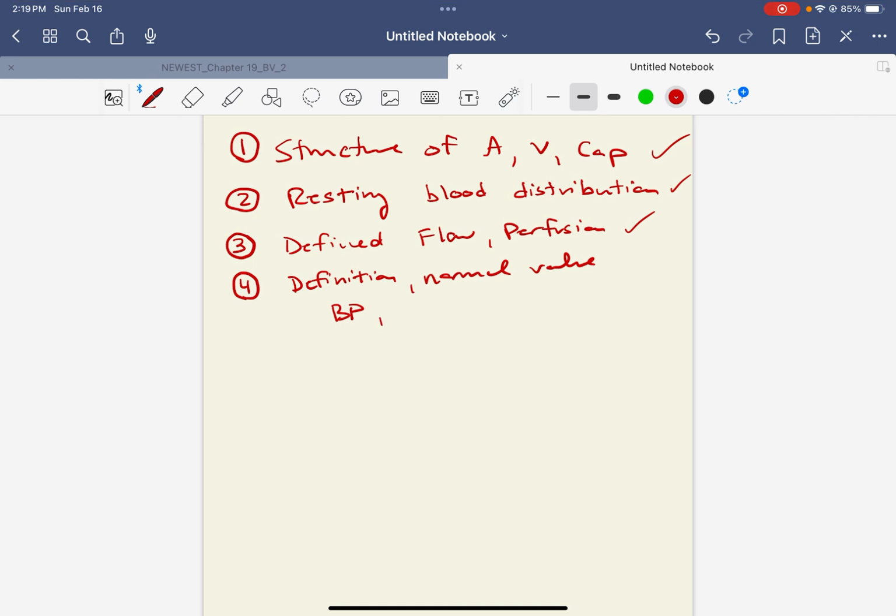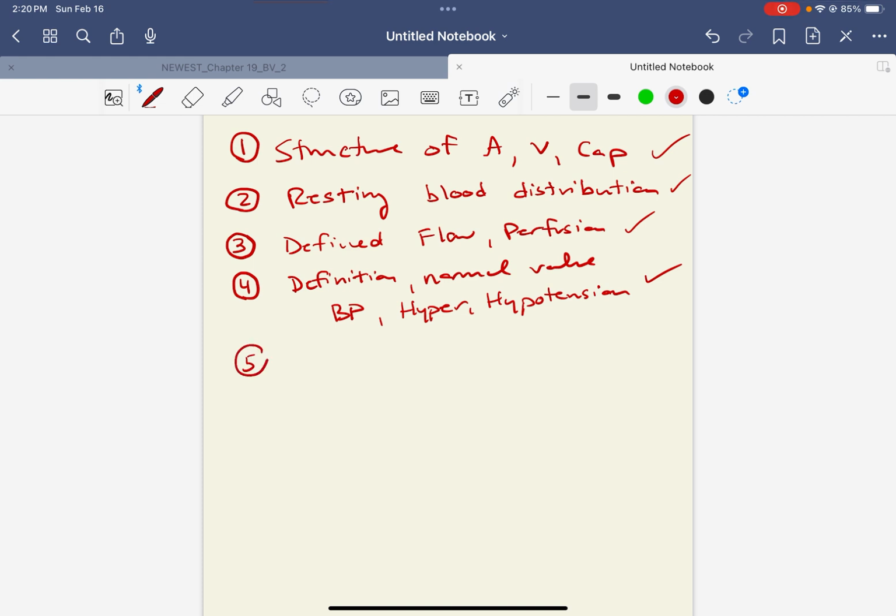And then be able to define hyper and hypotension. Hypertension is abnormally high blood pressure at rest. Hypo is abnormally low blood pressure at rest. So give yourself a framework. If I make a list like this, then I go back to my notes and it's not as scary. Once you got that, then we talk about the equations.